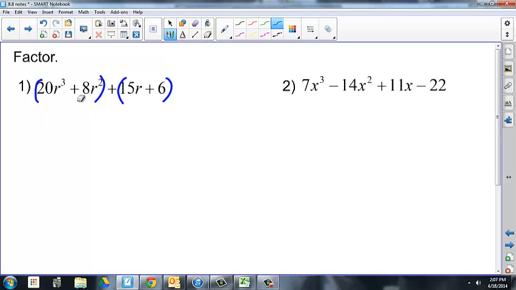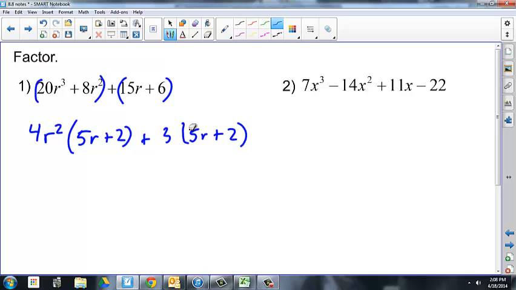What I look for in each of these groups is the GCF. So 20r cubed plus 8r squared, I can take out 4 and r squared. That would leave me inside the grouping 5r plus 2. My second grouping, I can factor out a 3, and that would be all I could factor out. So I'd have 5r plus 2.